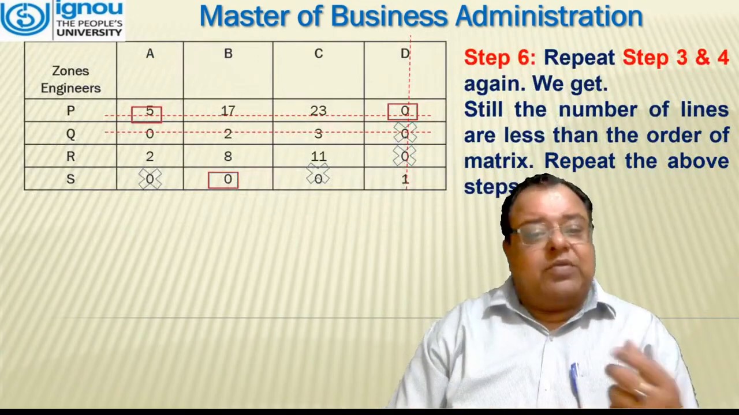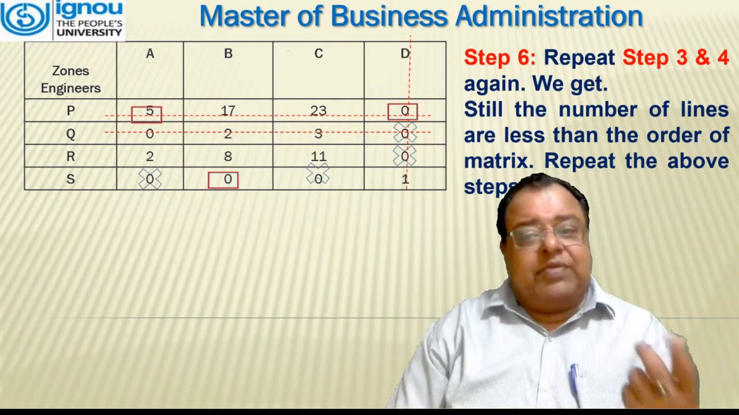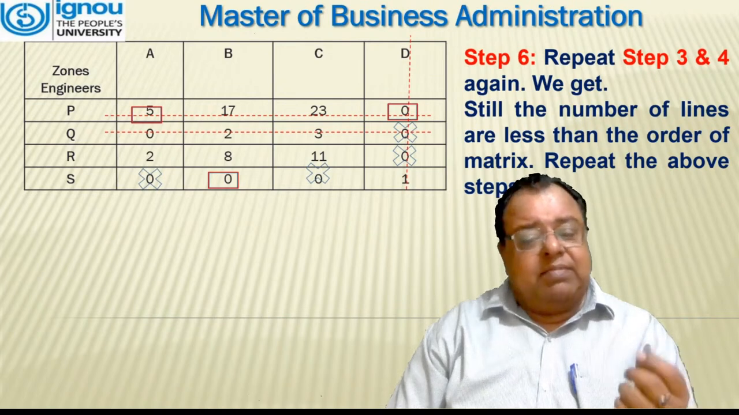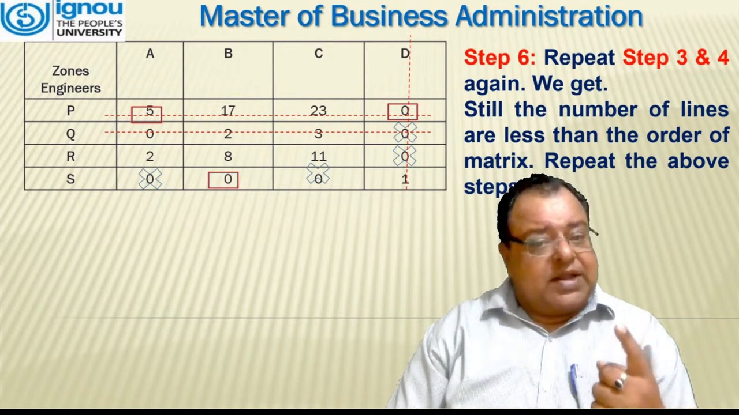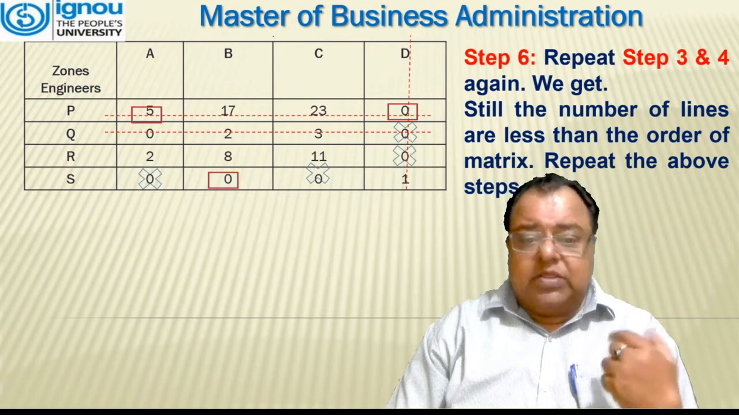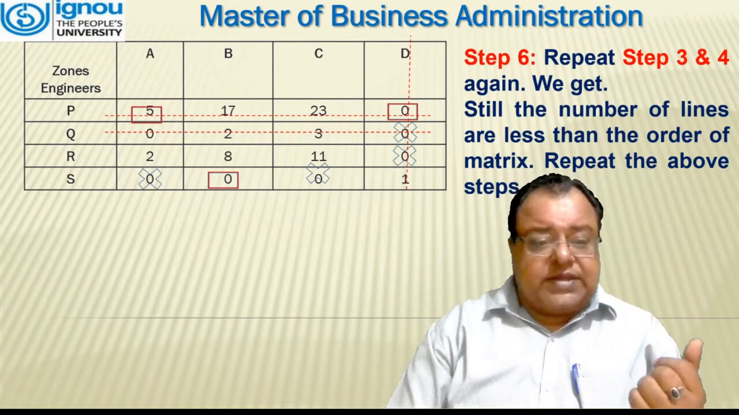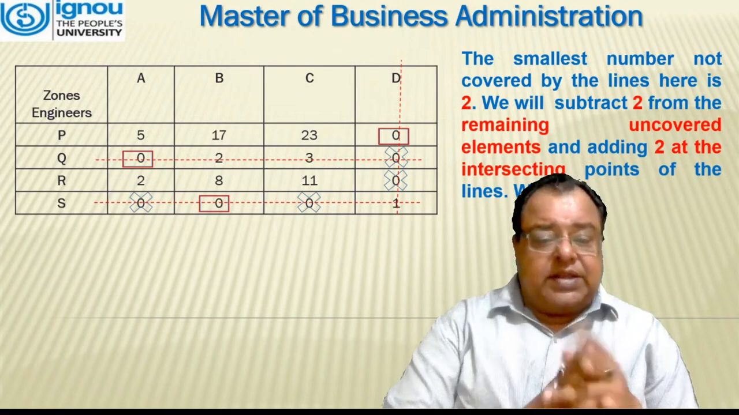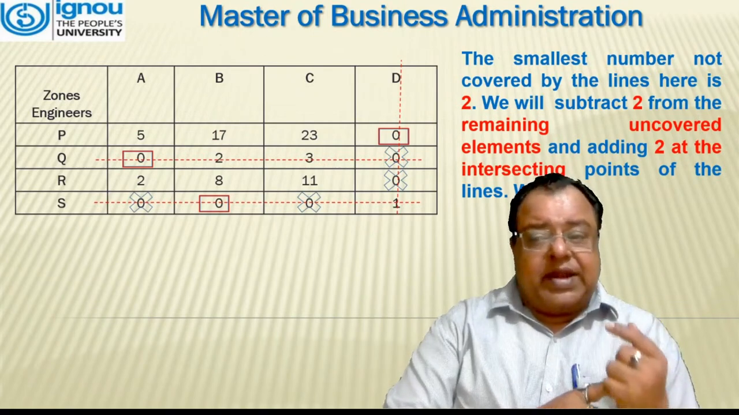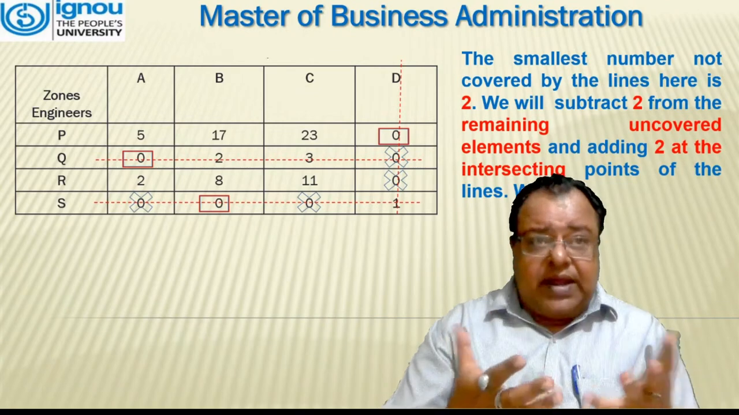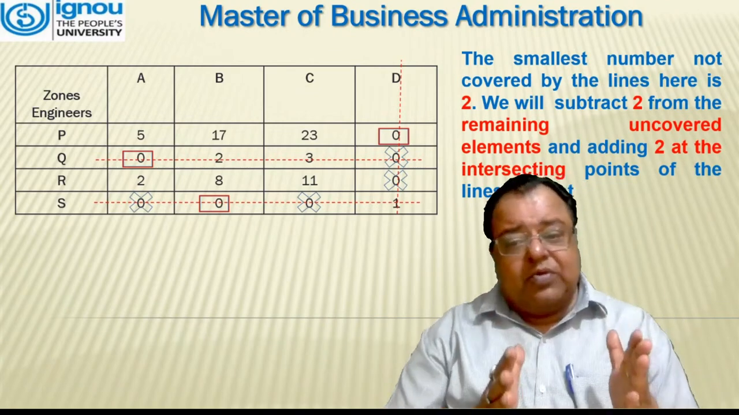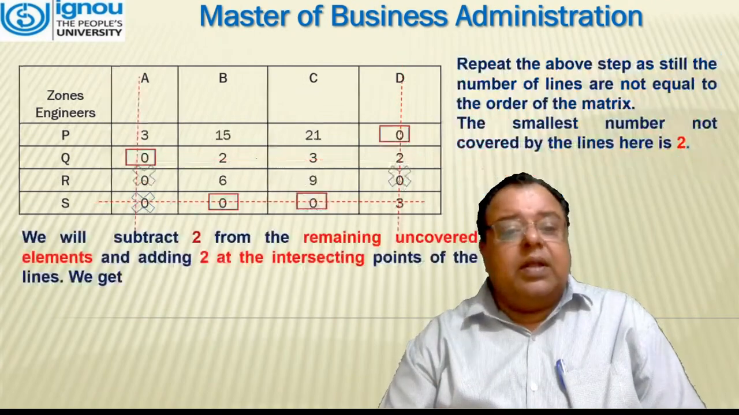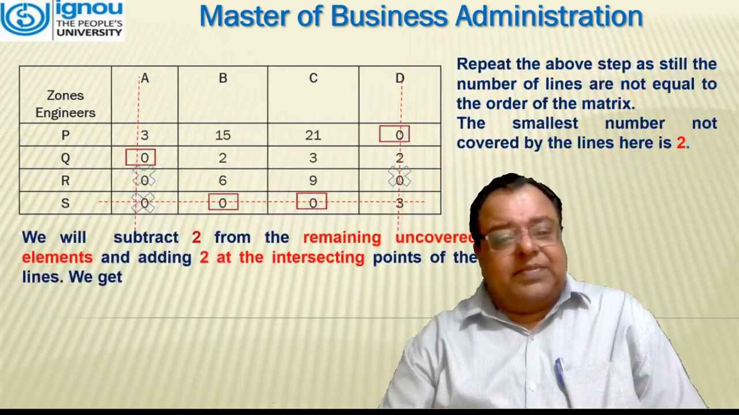Again, we have to repeat step 3 and 4. So still the number of lines is less than the order of the matrix. Number of lines is 3, but we want 4. So we will be repeating the step again. The smallest number not covered by the lines here is 2. We will be subtracting 2 from the remaining uncovered elements and adding 2 to the intersecting point of the lines. We get this matrix.